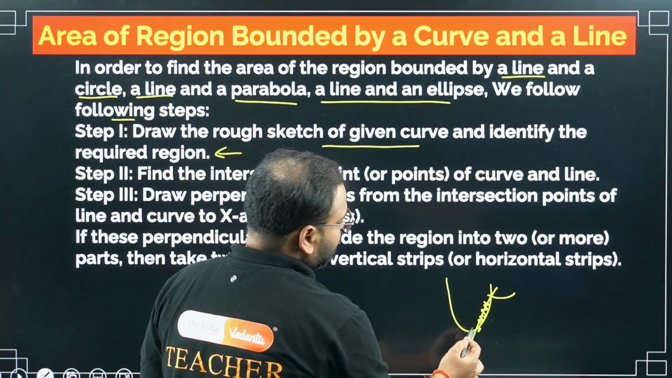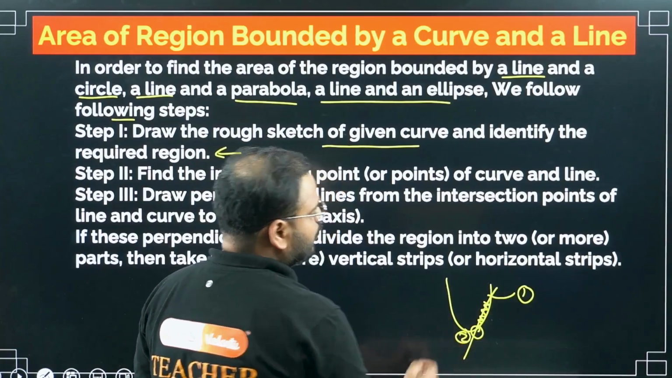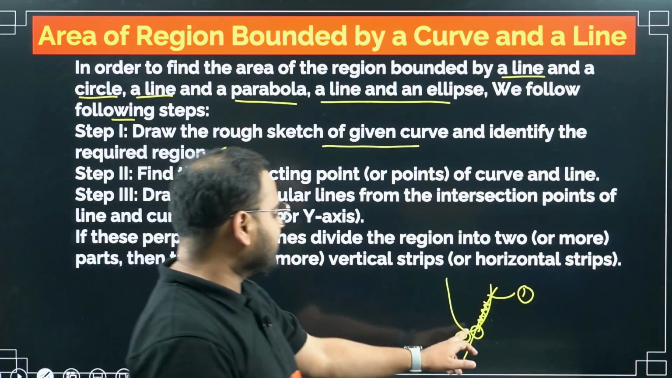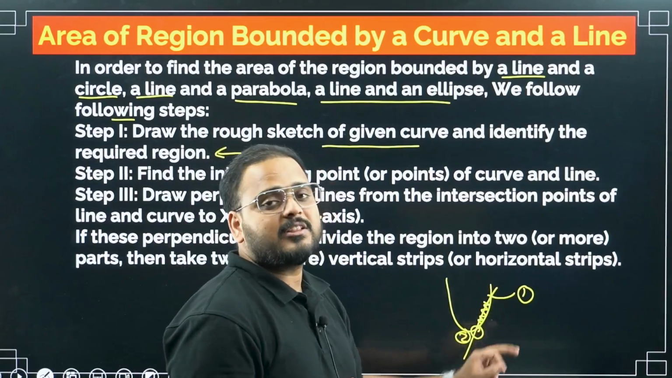One is here, so 2 points are there. Point number 1, intersection point number 2. So I have to find the coordinates of these 2 points. How will you do that? By solving the equations of the curve and the straight line.